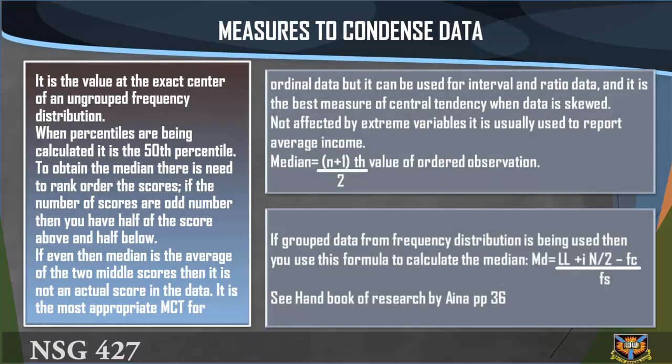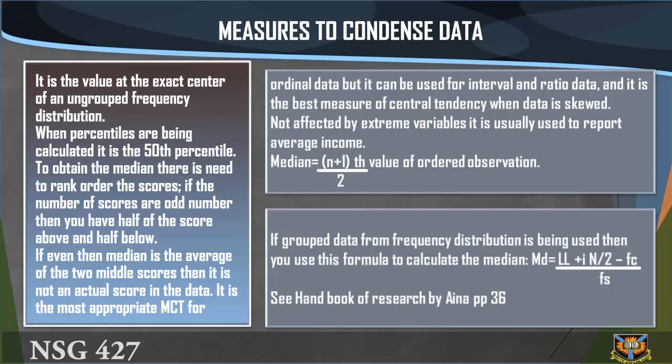Median. It is the value of the exact center of an ungrouped frequency distribution. When percentiles are being calculated, it is the 50th percentile. To obtain the median, you need to rank order the scores. If the number of scores is odd, then you have half of the scores above and half below. If even, the median is the average of the two middle scores, so it is not an actual score in the data. It is the most appropriate MCT for ordinal data, but it can be used for interval and ratio data. It is the best measure of central tendency when data is skewed. The median is not affected by extreme values. It is usually used to report average income.